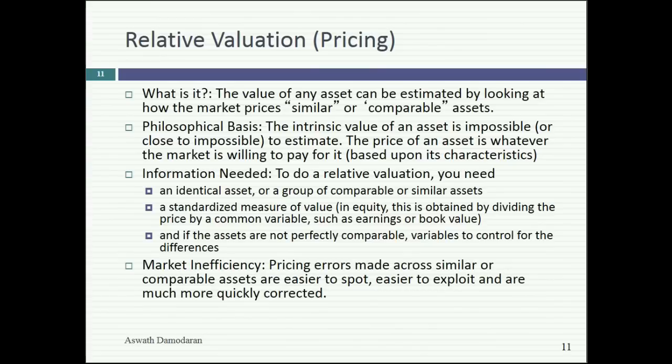So rather than compare prices per share, I divide price by something. Price by earnings, price by book value. A multiple is just a standardized price. I compare that standardized price across companies to make a judgment on what the pricing should be for my stock. And I might have to control for differences in growth and risk as best as I can.